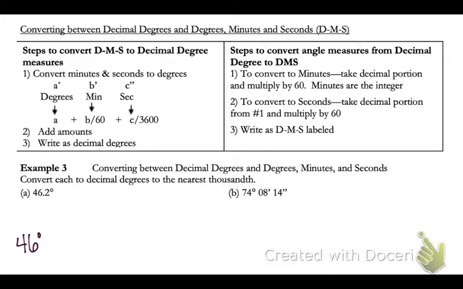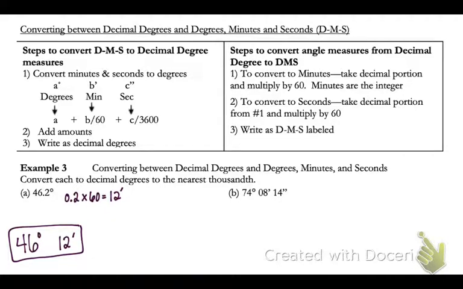And then we need to convert the decimal, the 0.2, into minutes. Our steps, step 1, says to do that, to convert to minutes, we're going to multiply by 60. So take 0.2, multiply it by 60, we get 12. Since that's a whole number, we're pretty much done. That's just going to be our 12 minutes. So our answer is 46 degrees, 12 minutes.